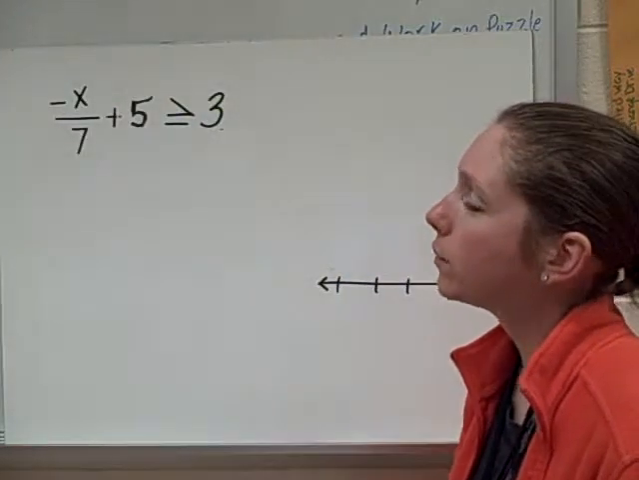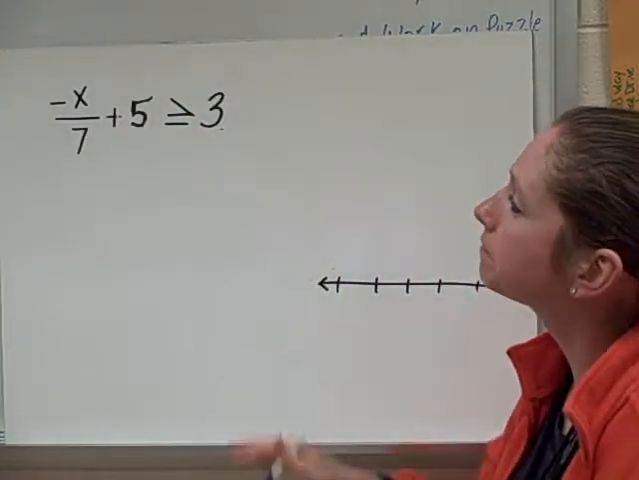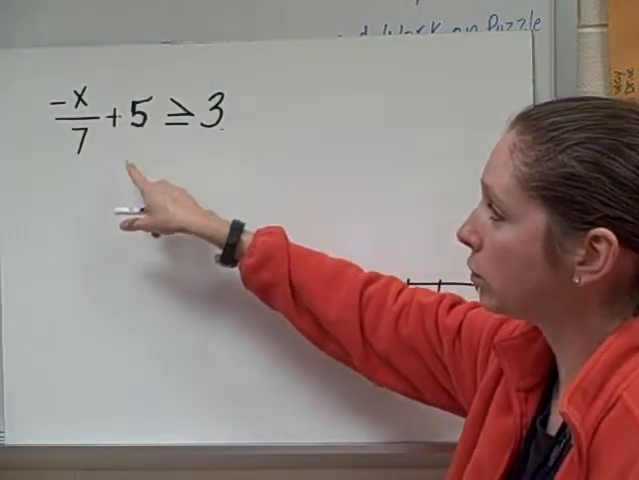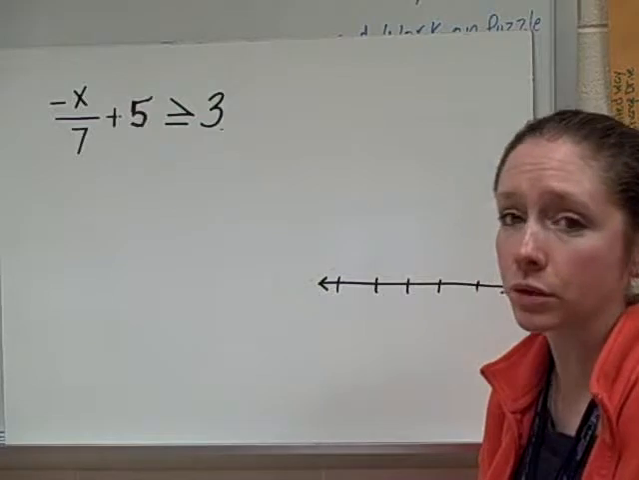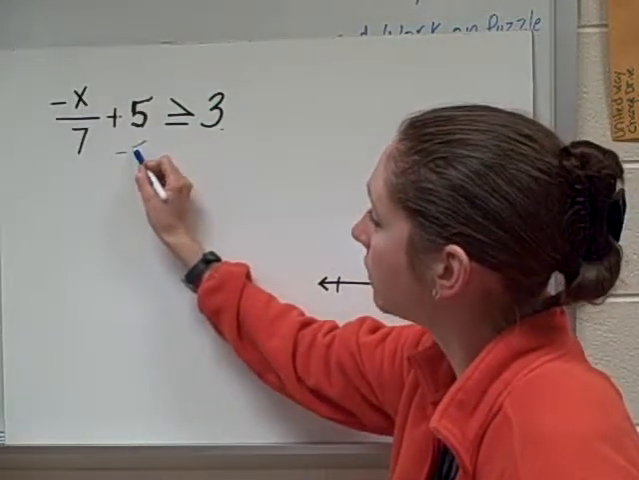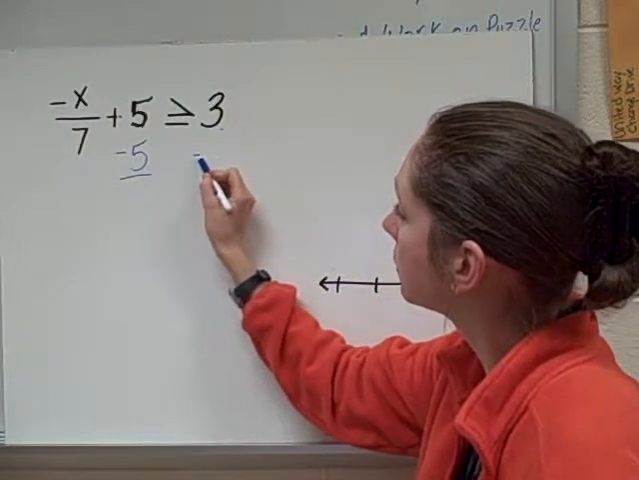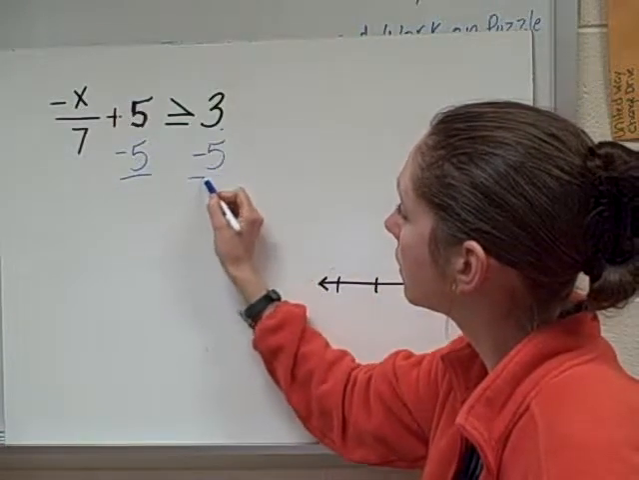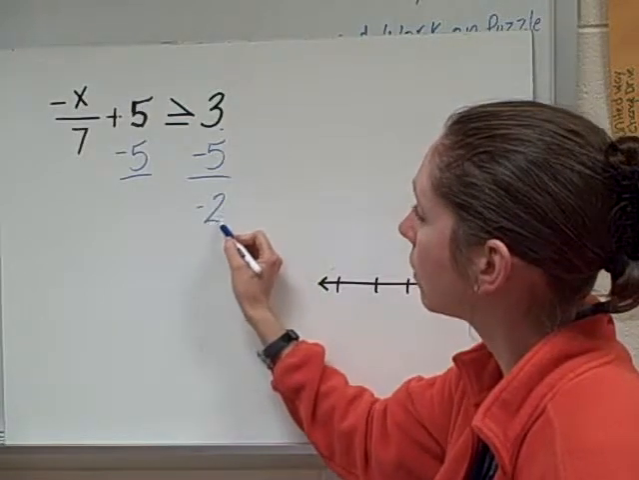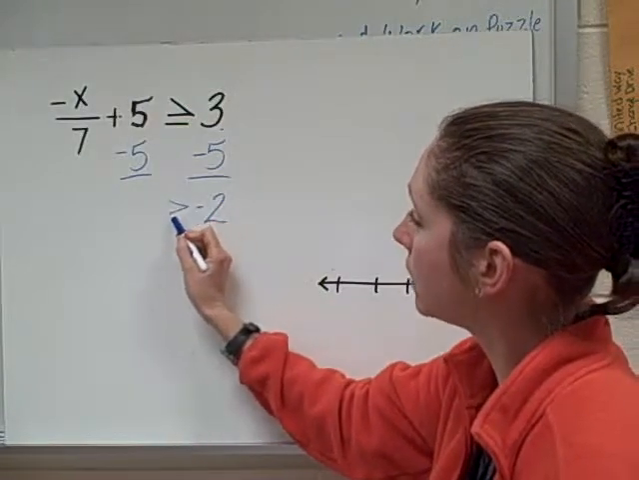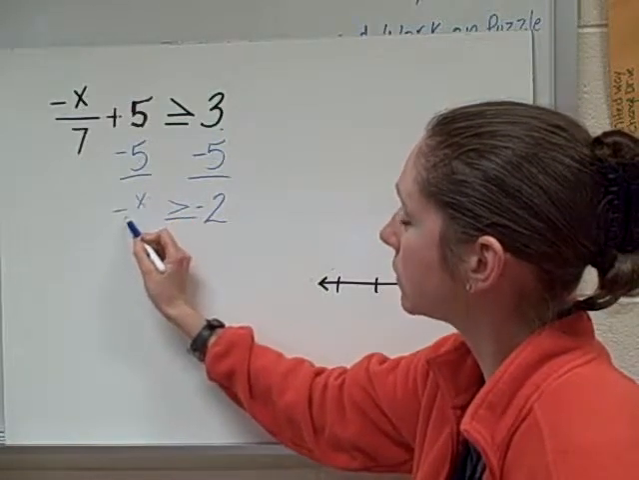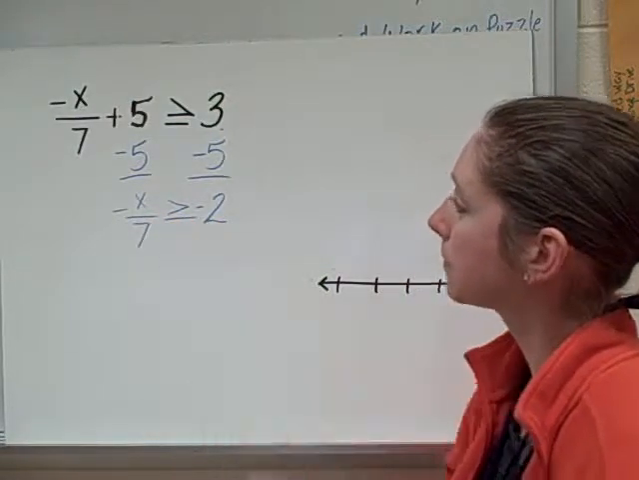Okay, here's a little bit more complicated one. In this one, we've got -x divided by 7 plus 5 is greater than or equal to 3. So my first step is to subtract 5 on both sides. 3 minus 5 is -2. Bring down my greater than or equal to, and bring down my -x divided by 7.